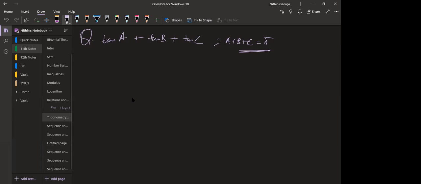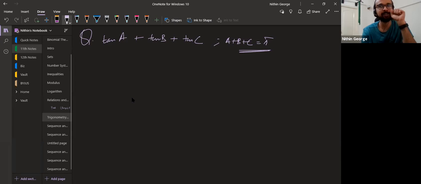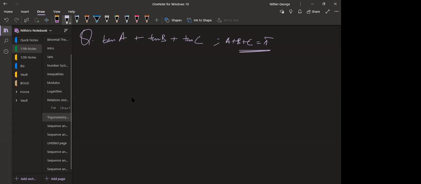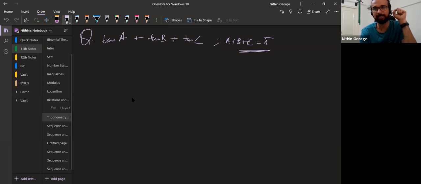Or just do the first two, and then I get sine A cos B plus cos A sine B. That you can write as sine of A plus B, divided by cos A cos B. So yeah, exactly. That part will be tricky. You have to convert that into A plus B form. So here what we can do is you can say that A plus B is nothing but pi minus C, or you can say C is nothing but pi minus A plus B.